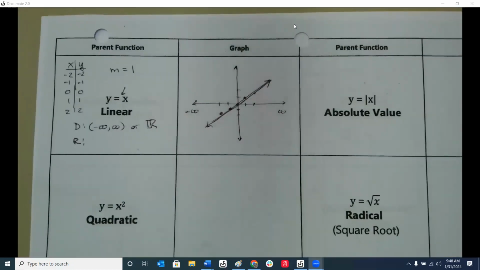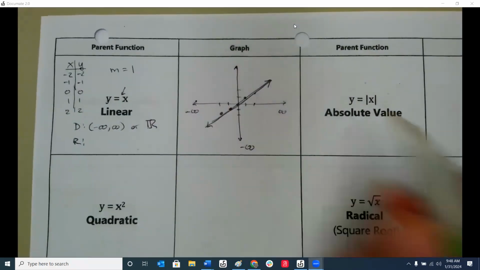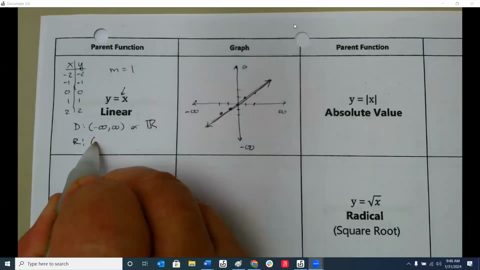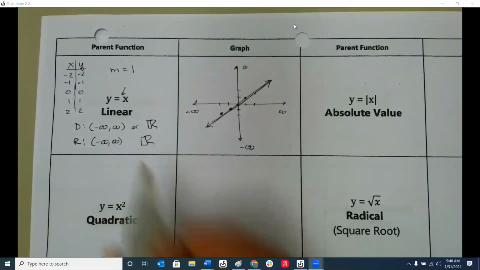How about the range? The range, how far down does it go? Where? -infinity, yes. And up? So it's the same thing. It's -infinity to +infinity, or all real numbers.